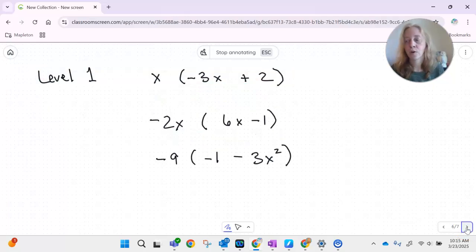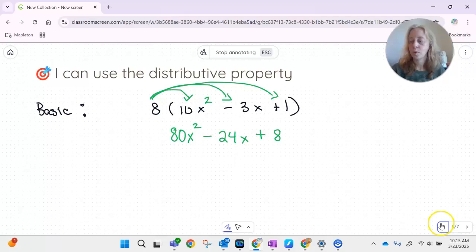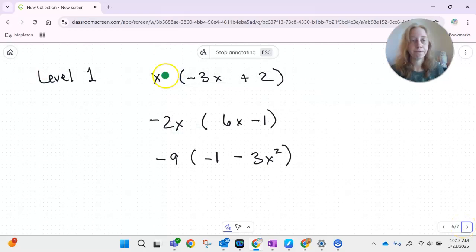So here we are for our kind of level 1 for this. And the big difference here is that now we are dealing with some monomials out front. This one's more basic, but there's a little bit of trickiness right there. Okay, on the basic level, we had a simple number out front, an 8. In our more advanced one, we actually have a variable out here or a monomial.